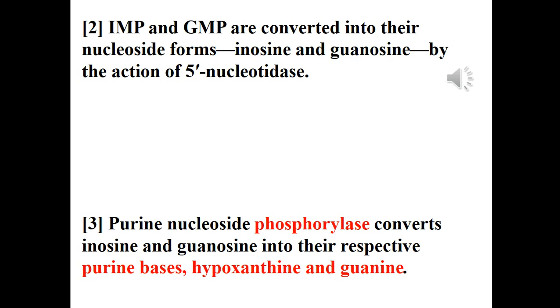The third stage, purine nucleoside phosphorylase, converts inosine and guanosine into their respective purine bases. It means inosine will be converted to hypoxanthine plus pentose sugar, but the pentose sugar is phosphorylated. Also, the guanosine is converted to guanine plus pentose sugar, but phosphorylated. The enzyme that catalyzes this reaction is purine nucleoside phosphorylase enzyme.